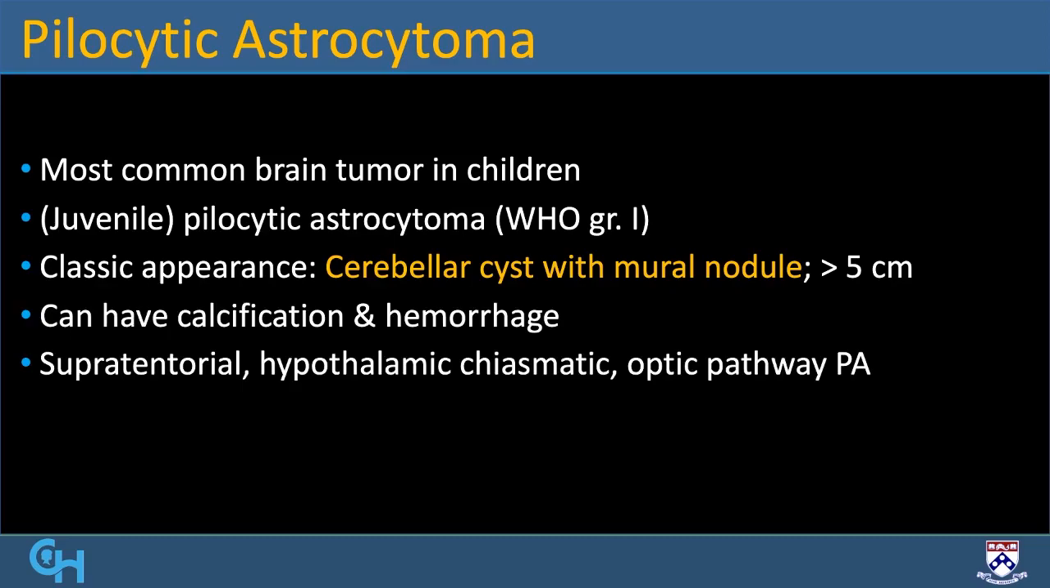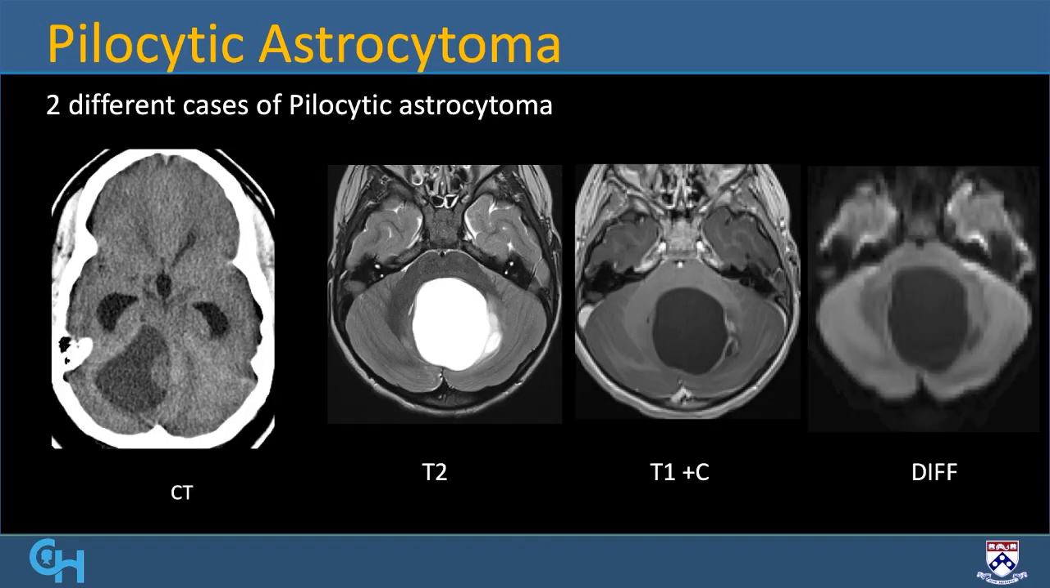Other than the posterior fossa, they could occur in the cerebral hemispheres, in the hypothalamus or the optic chiasm, and they can involve the optic pathway in patients with neurofibromatosis type 1. So let's look at the imaging features.